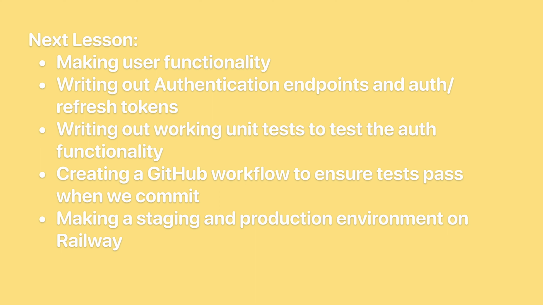In the next lesson, we'll be going over making the user functionality, so create user, delete user, that sort of thing. And we'll also be going over the authentication endpoints, handling auth tokens and refresh tokens for the service. After we've done that, we'll be writing out the unit tests to ensure that all of this works fine, and we'll be setting up a GitHub workflow so that on our commits we can automatically test and ensure things are not broken before deploying. We'll then set up a staging environment on Railway and lock our production environment to the main branch to ensure that tests pass before allowing deployments to go out in production. After this, we're going to probably switch to a front-end project to start piecing things together.